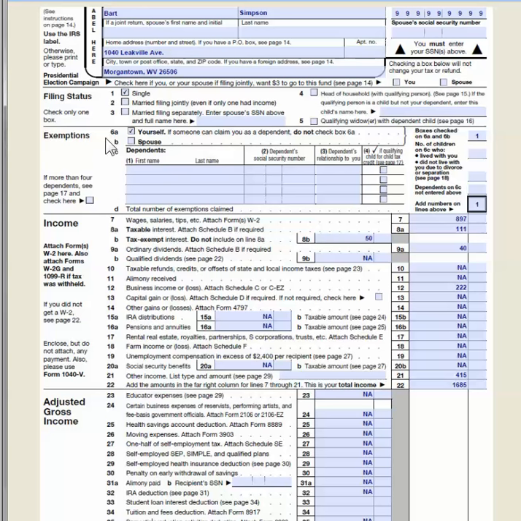This next section is important. If you are not being claimed on anybody else's tax return, you get one exemption for yourself. If you are married, you and your spouse, and any dependents, you get an exemption for each one of those. So for myself, I have myself, my husband, and 2 children, so I would claim 4 exemptions. That's important for when we get to the second page of the 1040. But for now, let's continue with Bart Simpson.